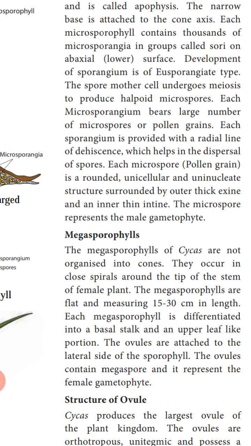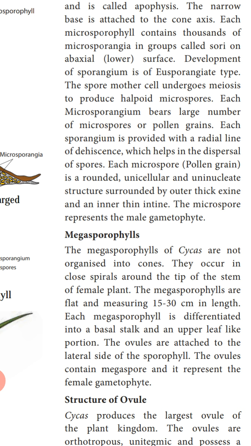Each microsporophyll contains thousands of microsporangia in groups, and these groups are called sori. That is, when the microsporangia are found in groups, they are called sori, on the abaxial surface, that is, the lower side of the microsporophyll. You can find the microsporangia in groups.